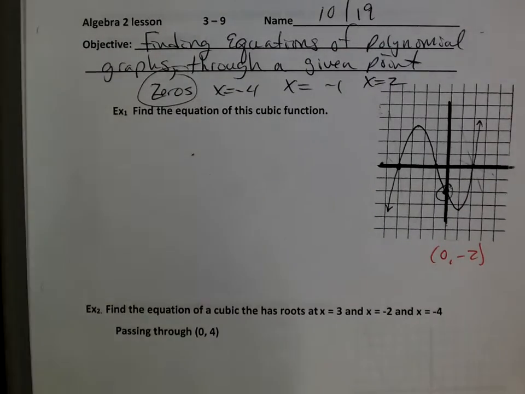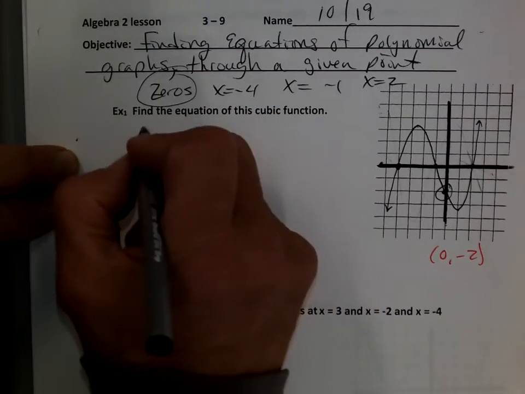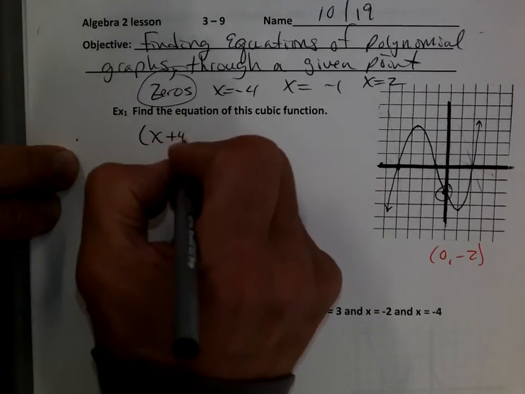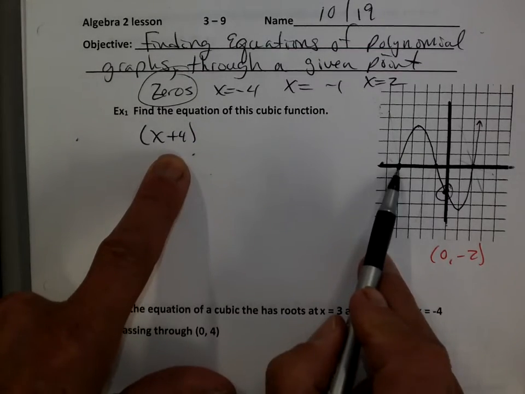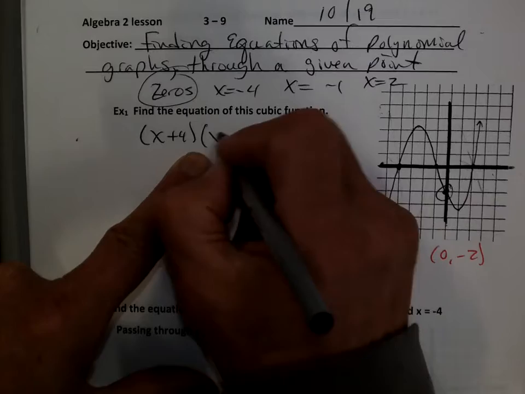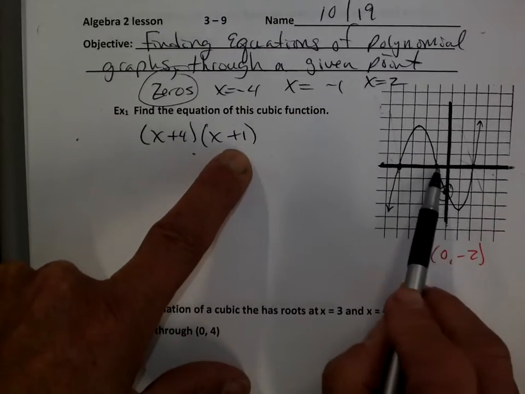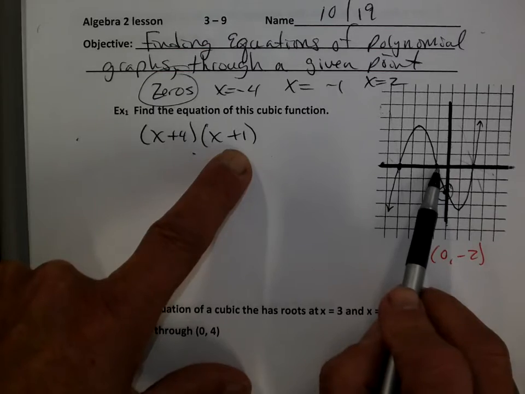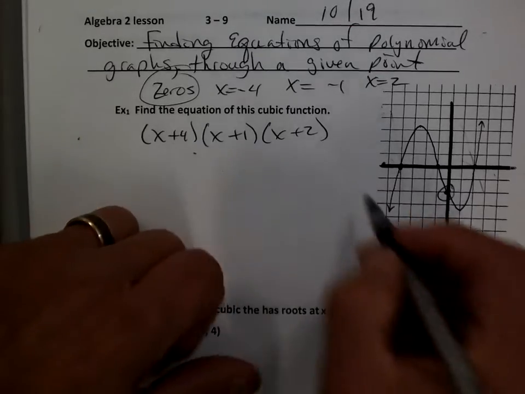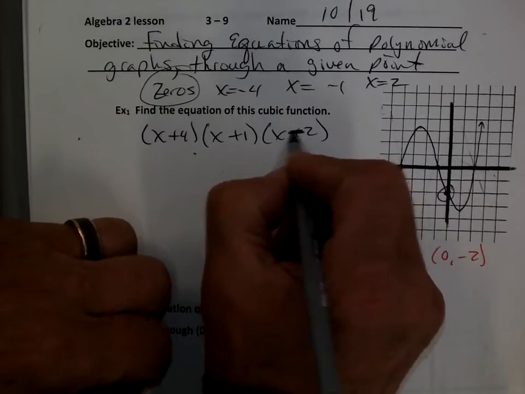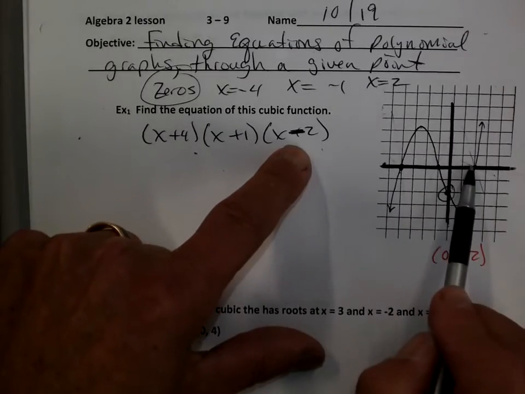I know that to get an x minus 4, I would have had to have an x plus 4, right? That mini equation gives me a negative 4, which corresponds to this zero. I'd have to have an x plus 1 to get an x equals negative 1, that zero right there. And I'd have to have an x minus 2, my bad, to have a mini equation to give me an x equals 2, which is that zero right there.